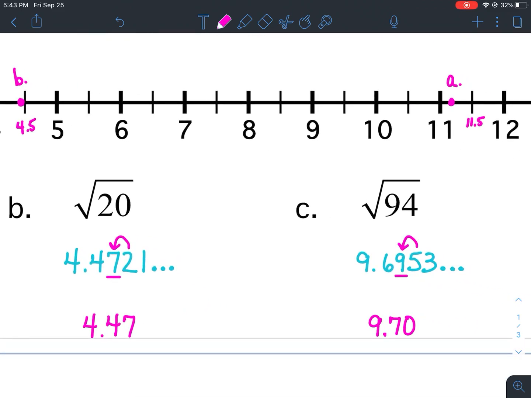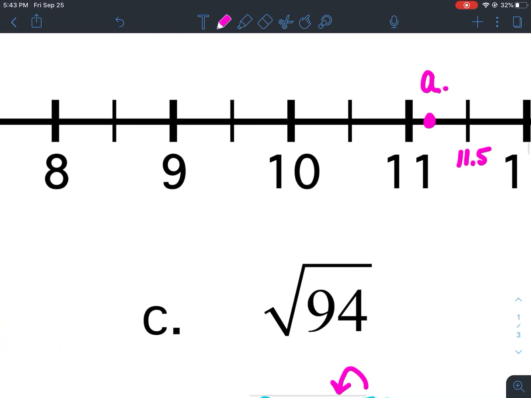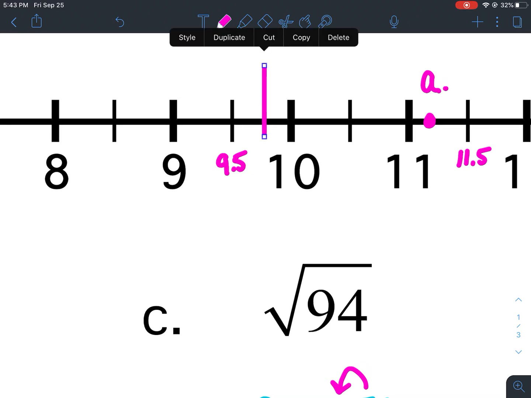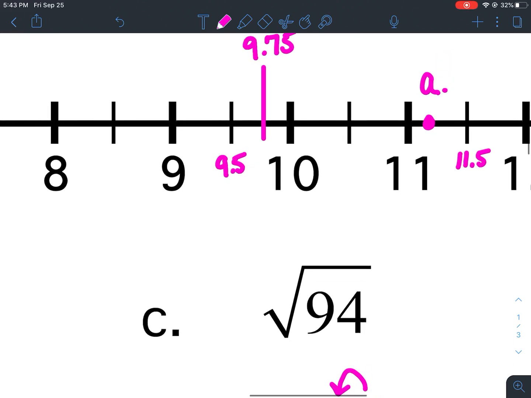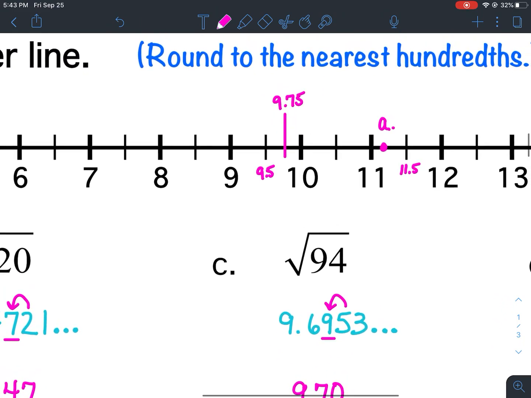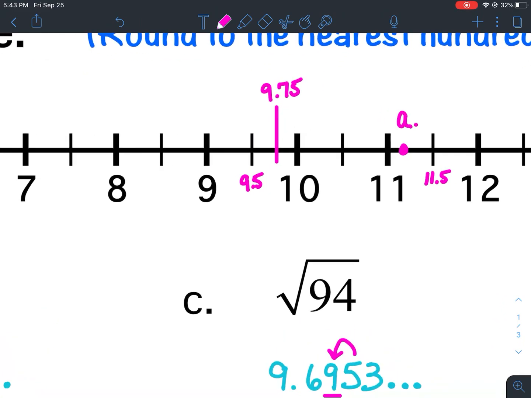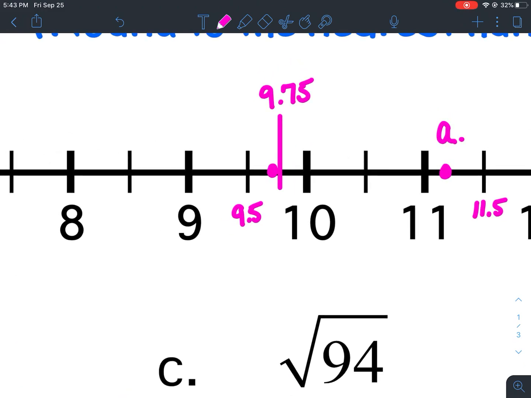$9.70. Again, this would be $9.50 in between. I'm going to draw a line. You do not need to draw it. Halfway between $9.50 and 10 would be $9.75. So our number is $9.70. $9.70 is just a little bit less than $9.75. So our point is going to be a little less than that. So your point for C should be between 9.50 and the 10, but just slightly closer to the 9.5. We'll label that C.